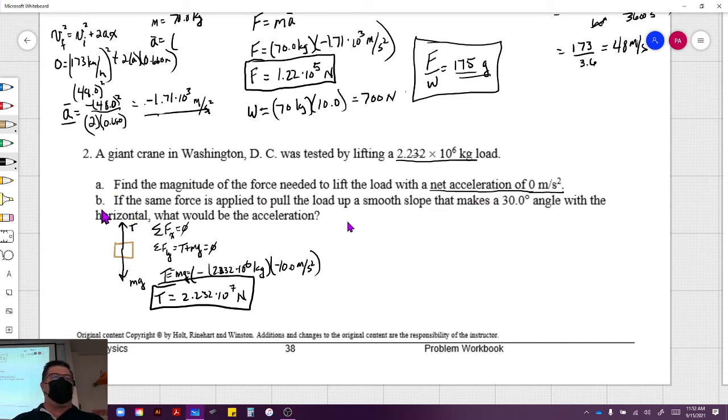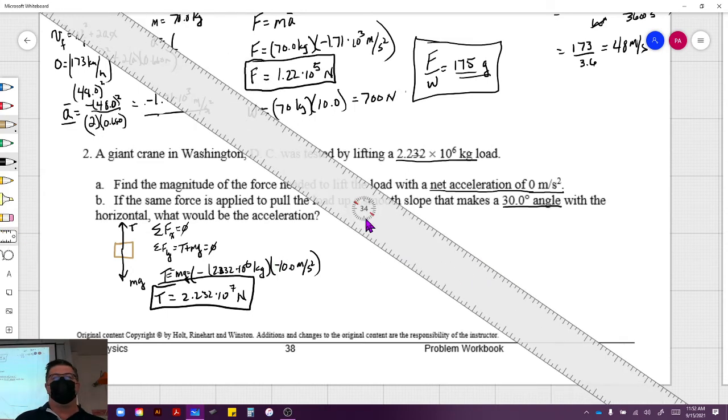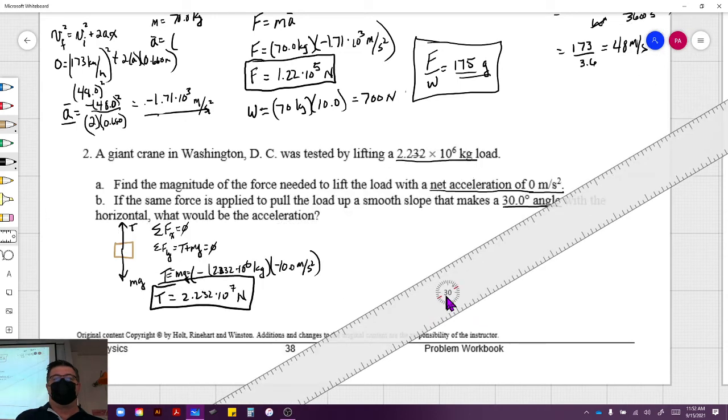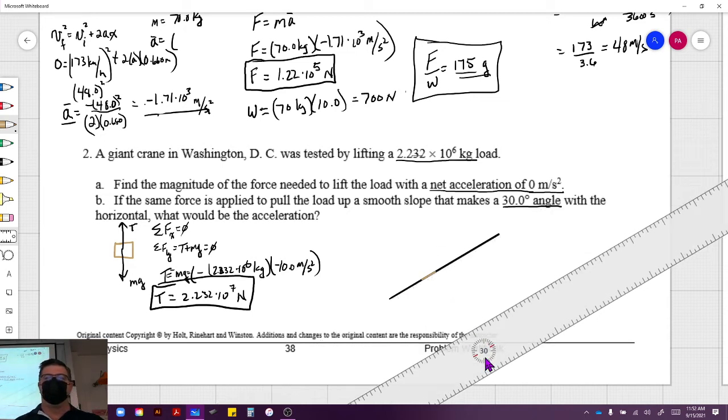All right. B, if the same force is applied to pull a load up a smooth slope that makes a 30-degree angle with the horizontal, what would be the acceleration? So we need a 30-degree slope for our crate.